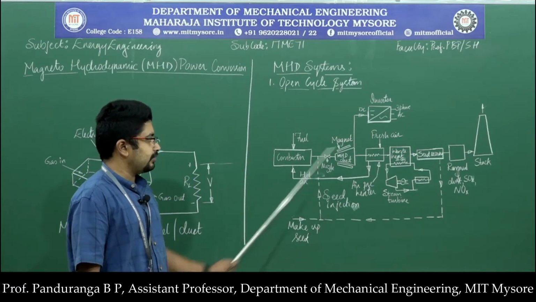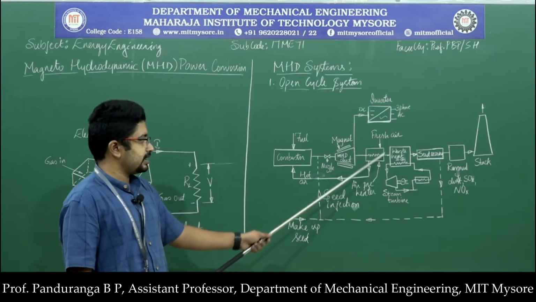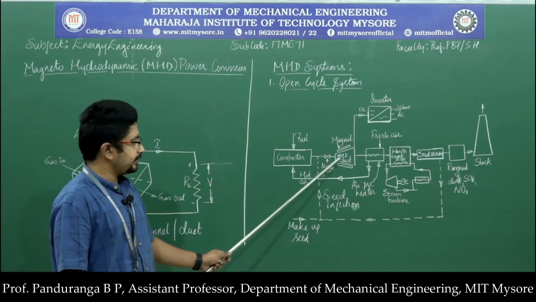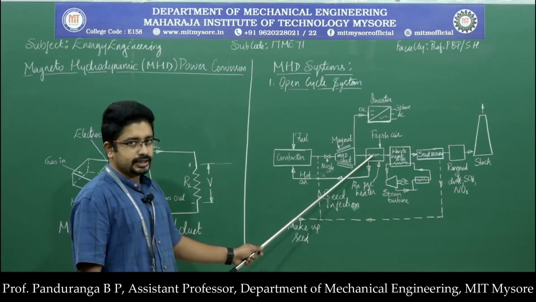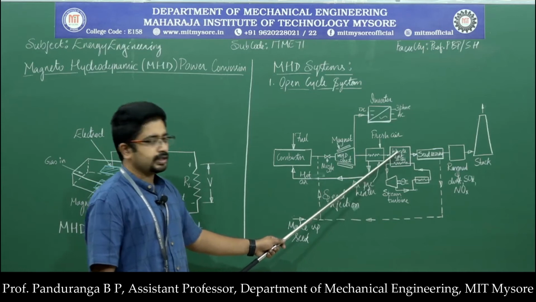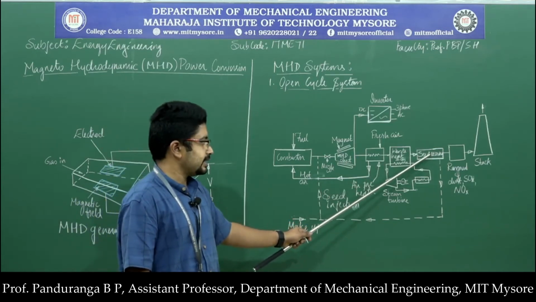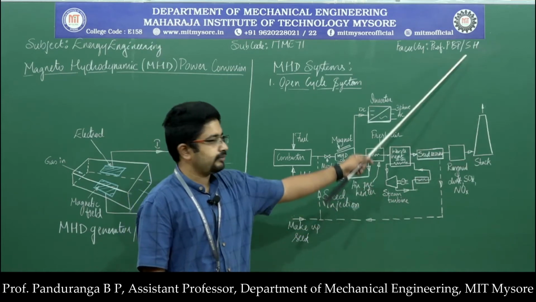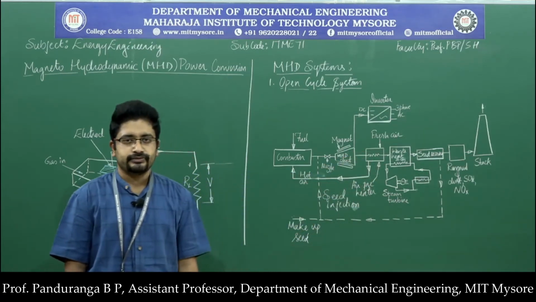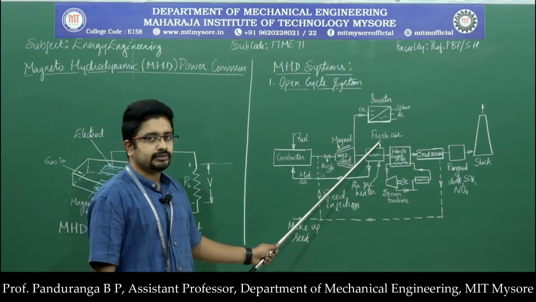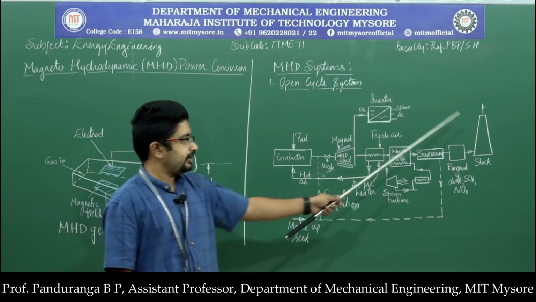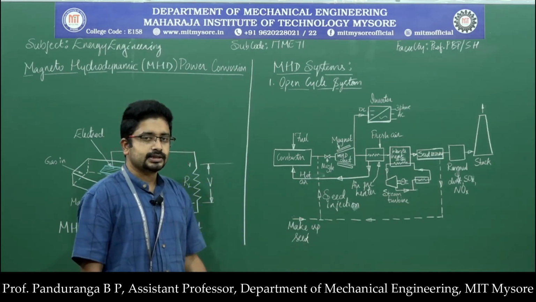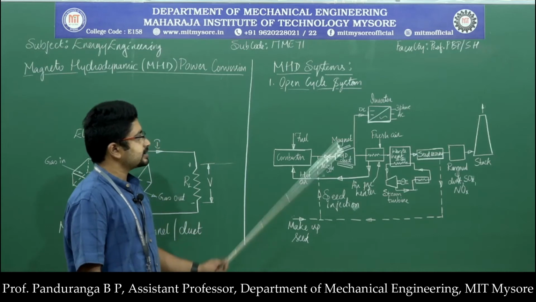Here it's an open cycle because we are drawing fresh air from here, then that passes through the combustor and then the MHD duct, then the air preheater, the waste heat recovery steam generator, then the seed recovery and the dust removal process, and then it will be released to the atmosphere. So at every instant we are drawing fresh air and we are releasing the burnt air into the atmosphere. So this is an open cycle system.